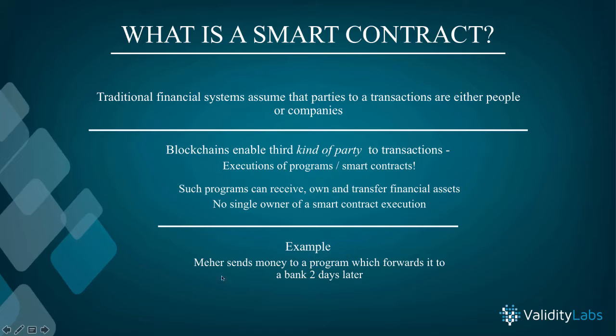For now, you could imagine the simplest interaction in which I send money to a program. The program has internal code and a set of conditions under which it forwards the same money to another party, such as a bank, 2 days later. So for the first time, we have accounting systems where executions of programs can receive, own, and transfer financial assets. Because these programs live on a blockchain, which is itself maintained by a group of entities, we can create smart contracts that are not owned by anyone in particular.